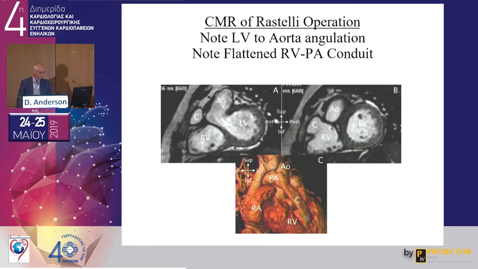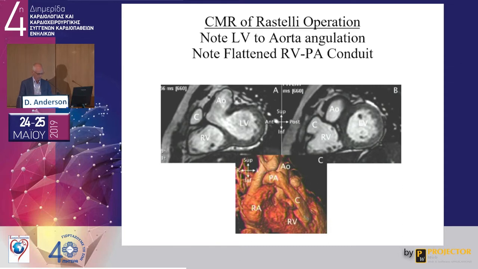Now, here are further MRI scans which demonstrate the problem in the upper left. You can see the dog leg from the LV to the aorta, and the 3D reconstruction will also show the flattening of the conduit marked C between the right ventricle and the pulmonary artery.